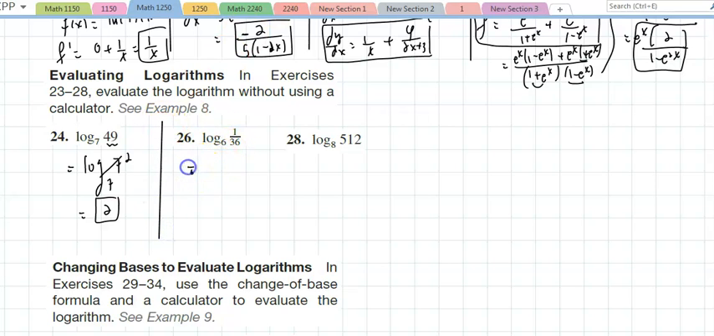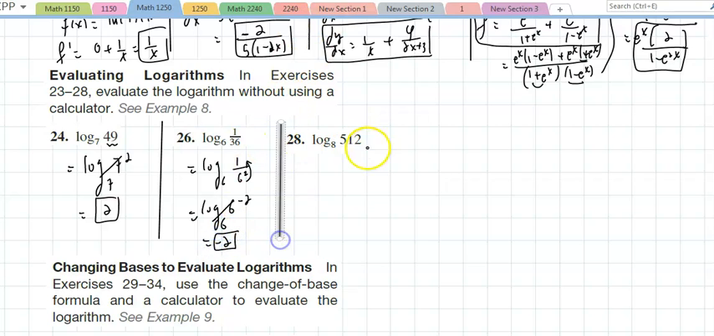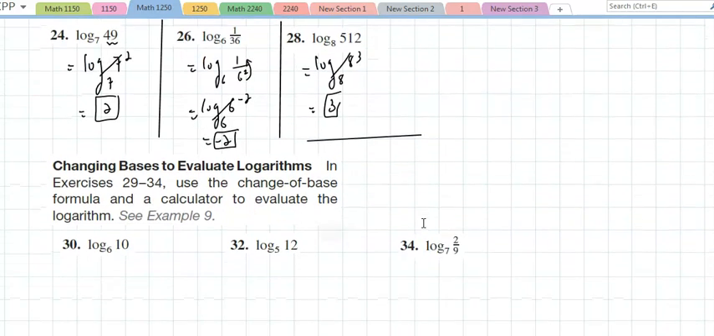And if I write this as log base 6 of 1 over 6 squared, move this up, those undo each other and you're left with a -2. Similarly, I could write this as a log base 8. 512 is 8 cubed. Those will kind of undo each other and you're left with a 3. So, these properties are going to come up now. You're going to use them a bit.